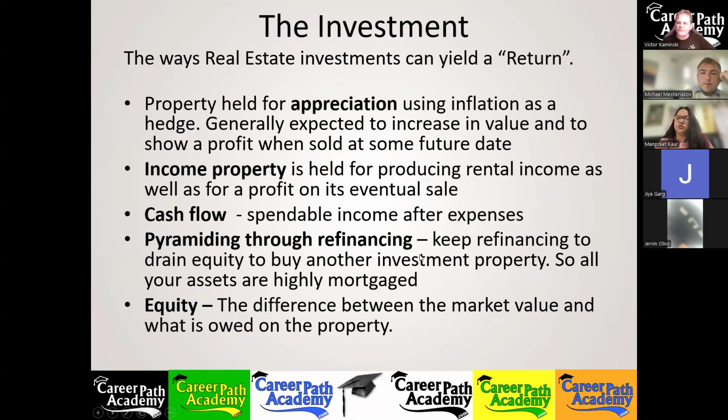Pyramiding through refinancing is a technique where you can keep reinvesting, keep draining the equity out of a property to reinvest it to buy another property. And doing this over and over again, you'll find that all of your properties are highly mortgaged. However, you can find yourself owning millions of dollars worth of real estate in a relatively short period of time. So you basically keep refinancing to drain all the equity out and then using that money as a down payment to buy the next house.